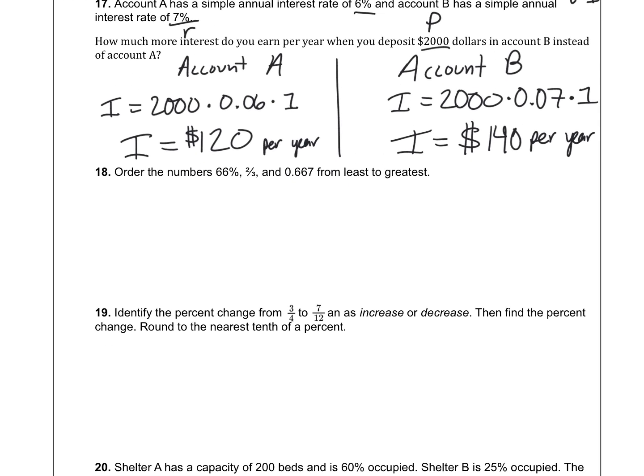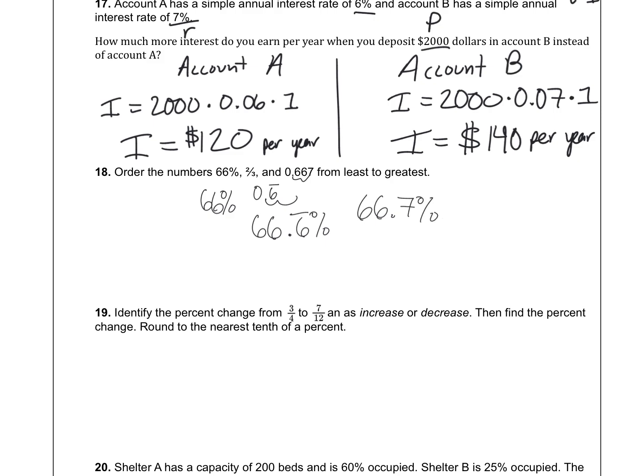All right, 18. Order the numbers 66%, 2/3, and 0.667 from least to greatest. Okay. Well, again, before I order things, I need them all in the same form. I'm going to choose percents. So 66% stays the same. 2/3 as a decimal is 0.6 repeating. So as a percent, because it's repeating, it's just going to be a bunch of sixes. I would get 66.6 repeating percent. And then 0.667 becomes 66.7%.